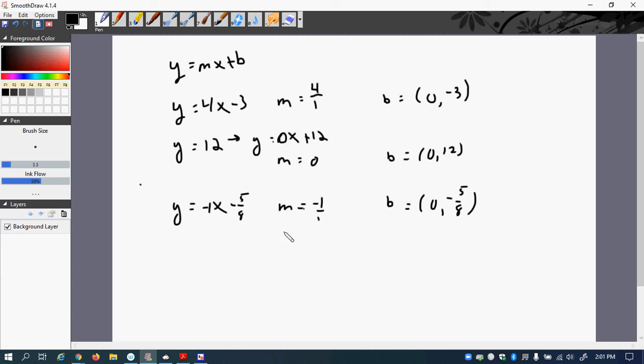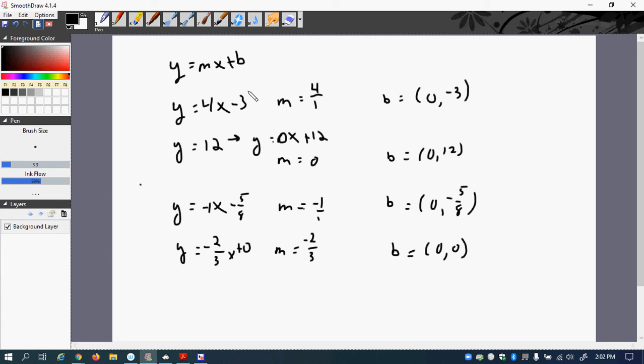Right? And then let's do one more. We'll say y equal to negative 2/3 x. Well, again, the slope is what's right next to the x in front of it, so that's the negative 2/3. The b is not there, so it must be plus 0, so that means it's the origin, (0, 0). So there it tells us how we can interpret some of these equations in terms of slope-intercept form.